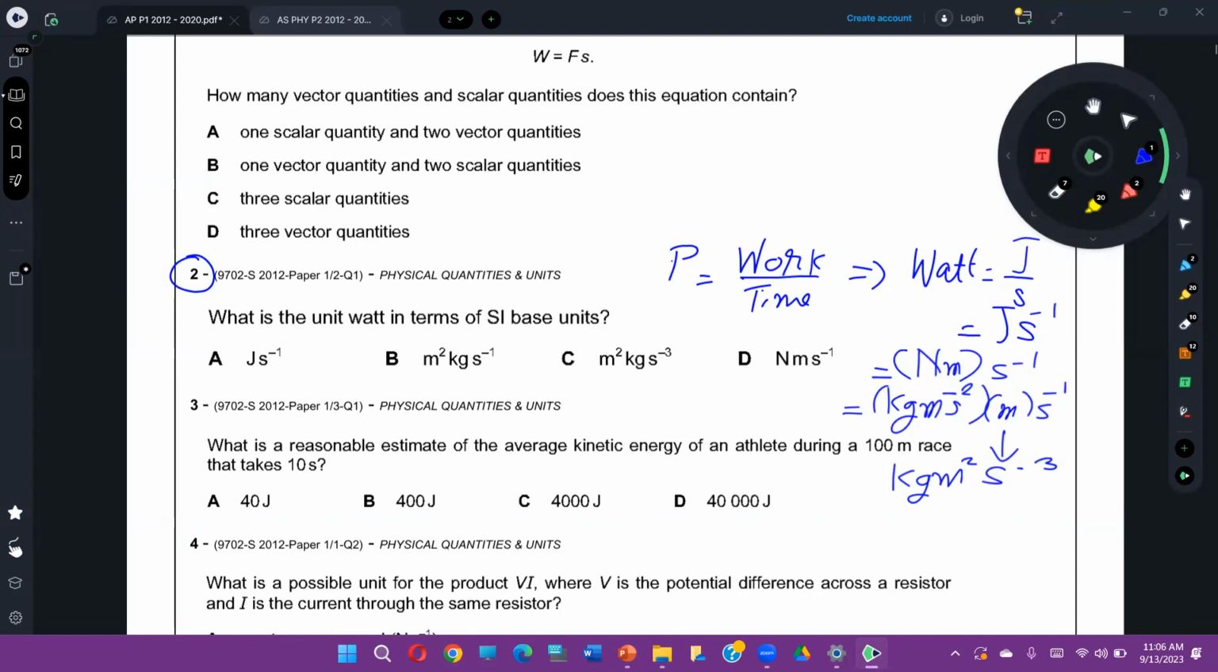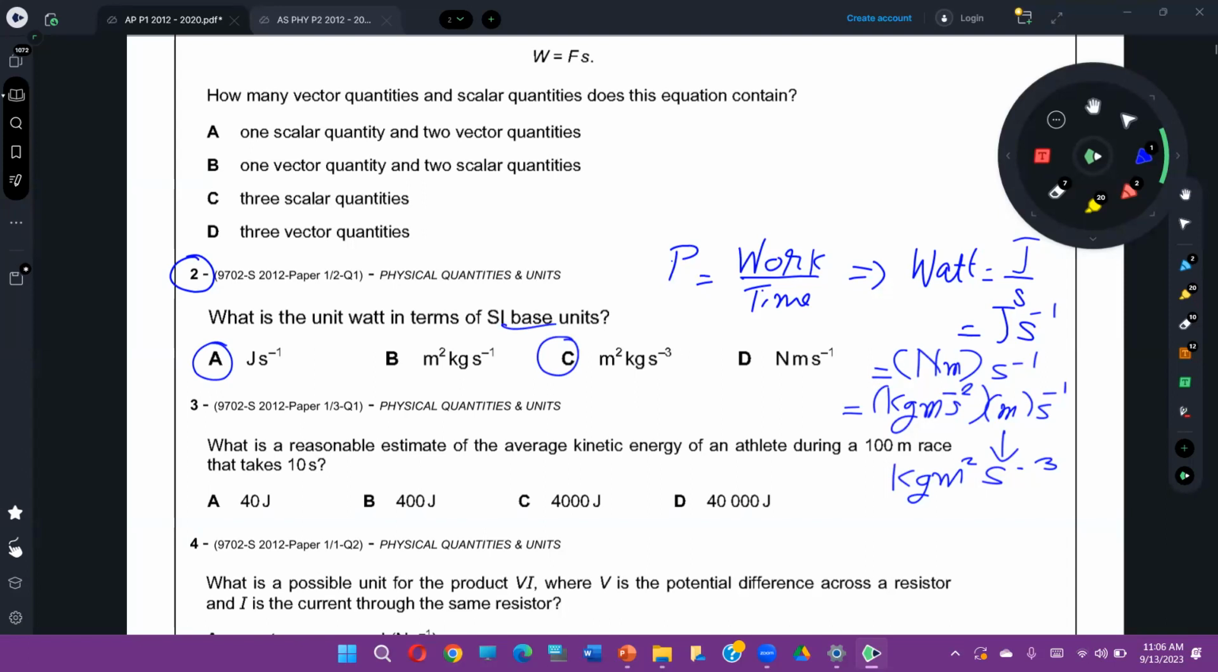Now I need the answer suggestion. C. Answer is C. C or A. So why A is wrong? A is matching.